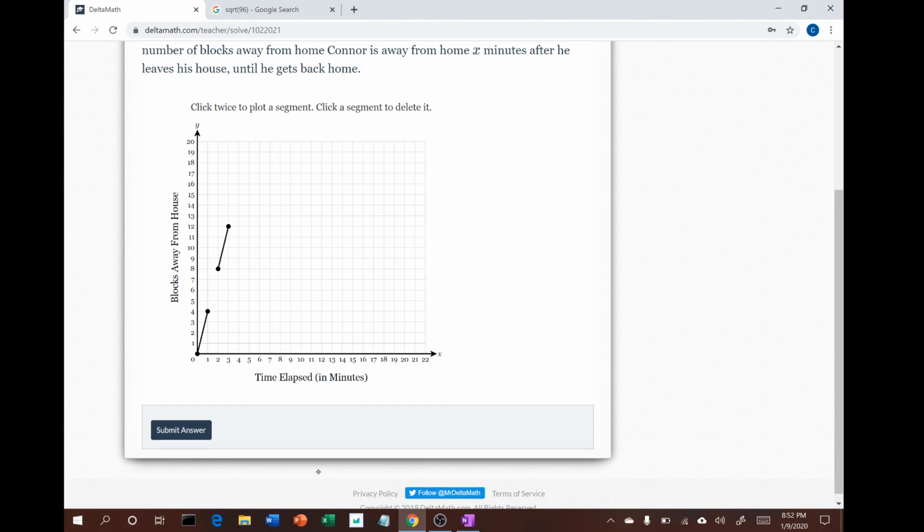Click twice to plot a line segment. Click a segment to delete it. Okay. What I mean to say is that, okay, here, just delete that. So start, 1, up 4 over 1, up 4 over 1, up 4 over 1, up 4 over 1, there.